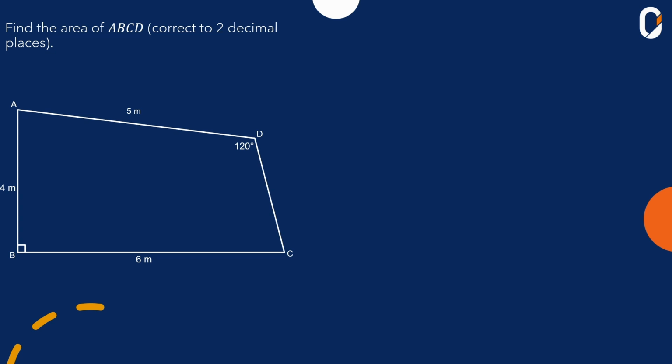Now, let's move on to the last question. Find the area of ABCD correct to 2 decimal places. I am given that angle B is a right angle, hence 90 degrees, and I'm given the value of AB as 4 meters, the value of BC as 6 meters, the value of AD as 5 meters, and the value of angle D as 120 degrees. First, I'm going to divide this shape into 2 triangles, a right-angled triangle and a non-right-angled triangle as follows.